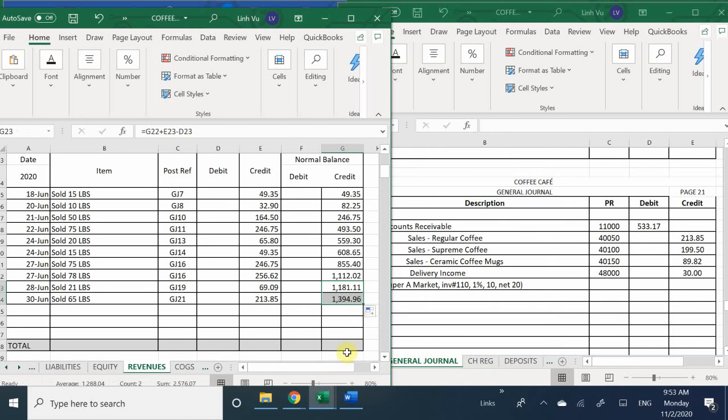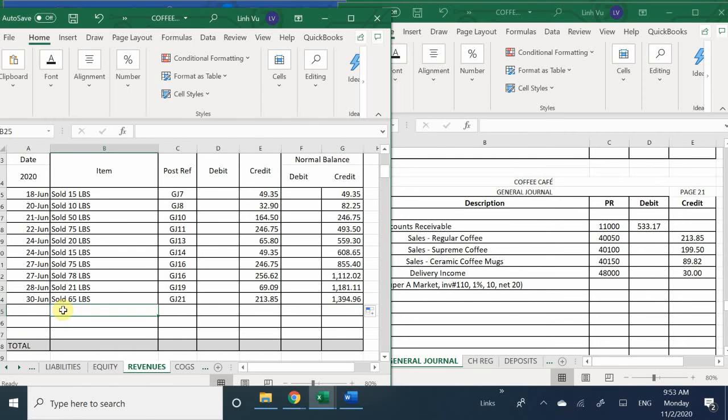1416.96. Okay, I did not get that. Let's scroll up. All right. If we started with 1181.11, then 1394.96. Yes, that's correct.